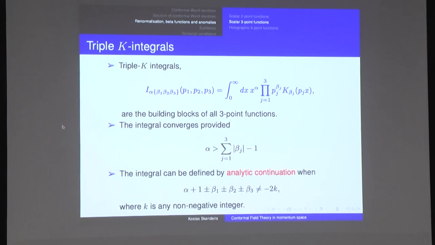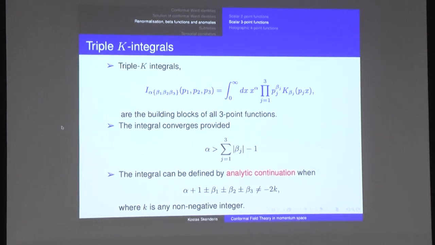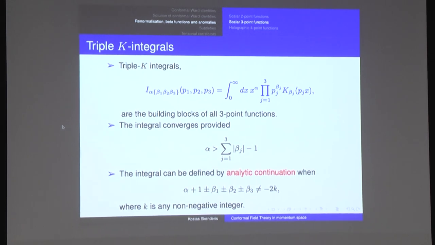Now, we've seen this is a solution, a triple K integral. Of course, for that expression to make sense, this integral should converge, otherwise it's formal. This integral converges provided alpha is greater than the sum of the absolute values of the beta_j minus one. That you can see by looking at the asymptotic values of the K's. Now, if you're away from this, you can still define that integral by analytic continuation from the region where it converges. This is well defined provided the alphas and the betas are such that if you form these combinations with arbitrary plus and minus signs, they are different from minus twice a non-negative integer. For all of these cases, this is a general solution because the integral is well defined.